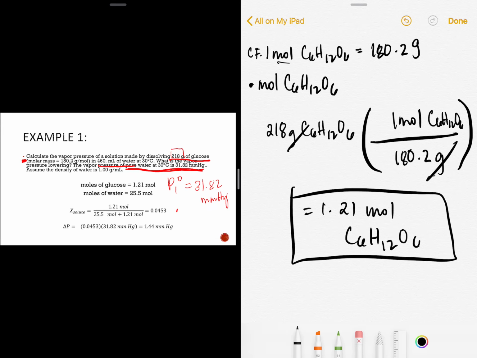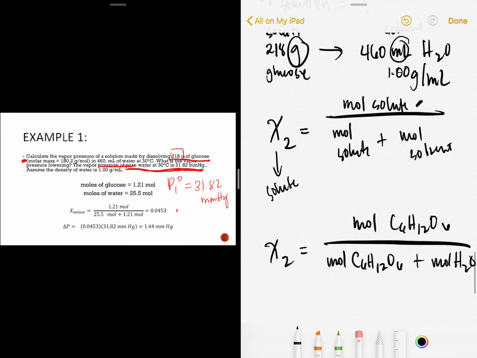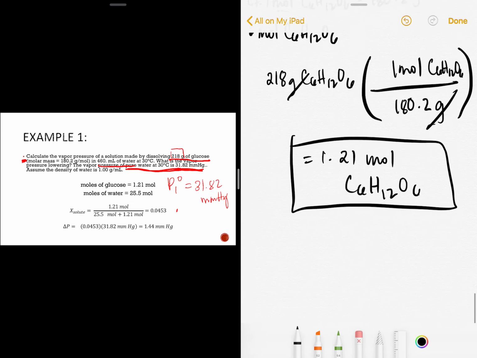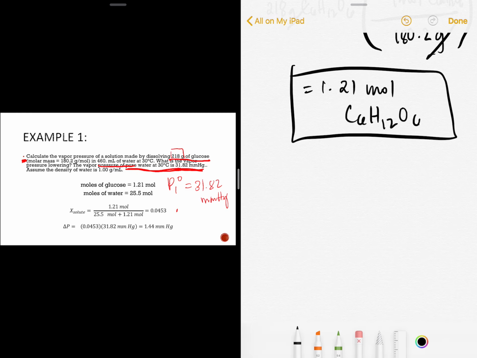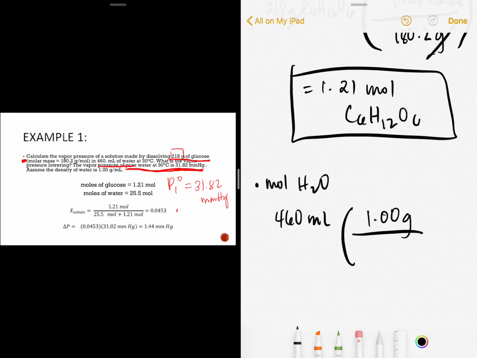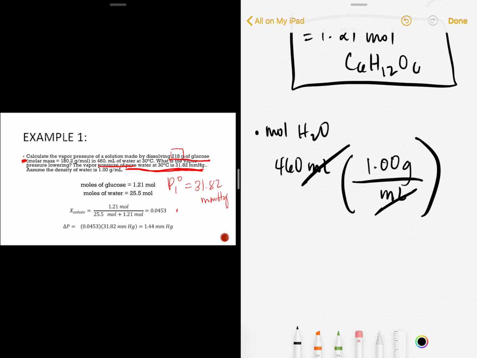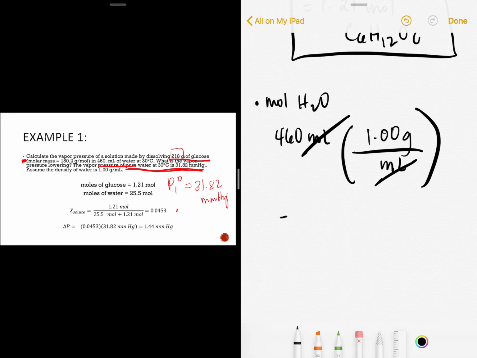Now, how do you get the mole of your water? Eh, ang binigay sa'yo ay ml. Pero binigay kasi sa'yo yung density. So, you use the density to get the grams of your water. So, for the mole of your water, you are given 460 ml, and you were given the density, that is 1 gram per ml. So, 1.00 gram, multiply it per ml. Para mag-cancel yung ml, you get the grams. So, 460 times 1, that is equal to 460 grams.